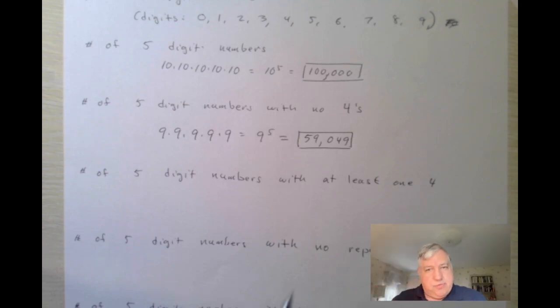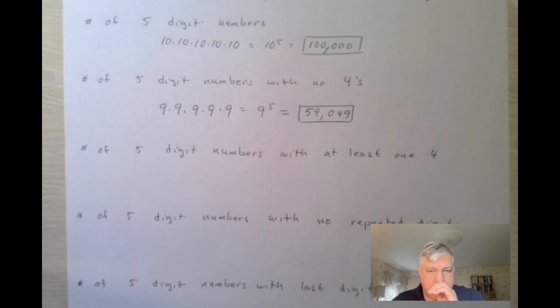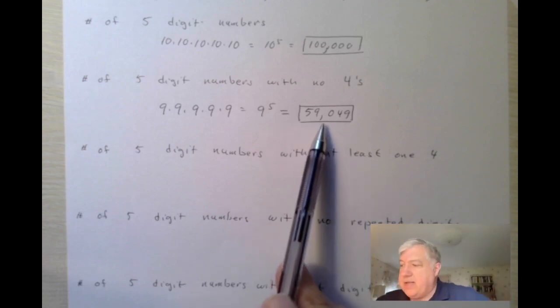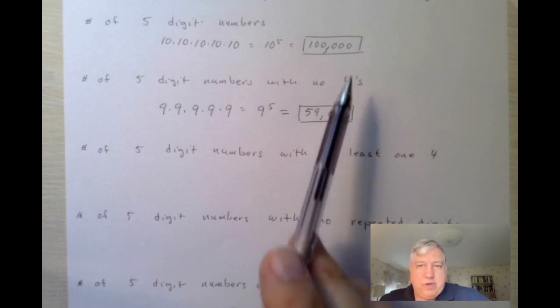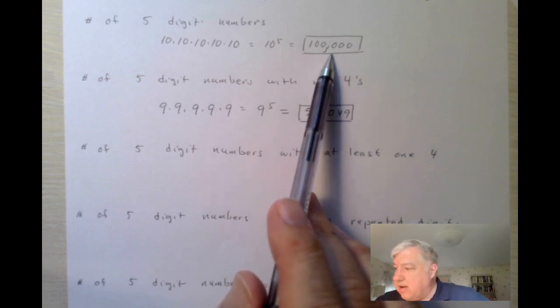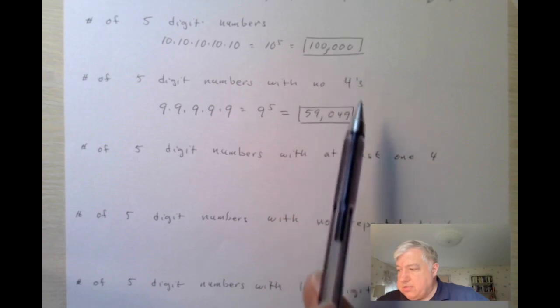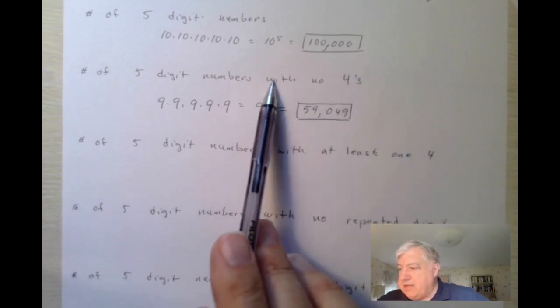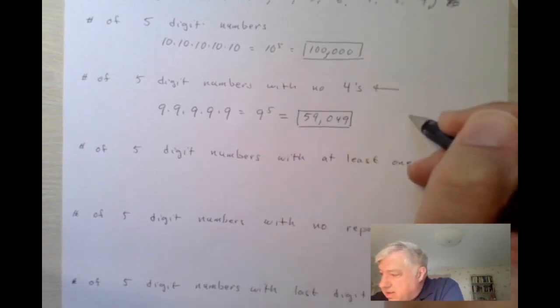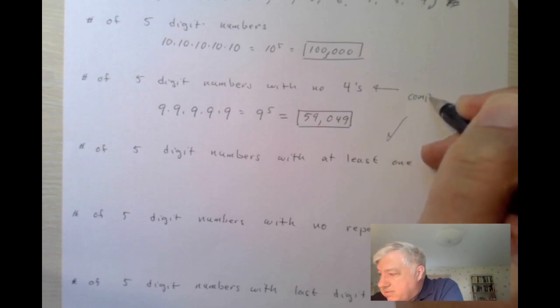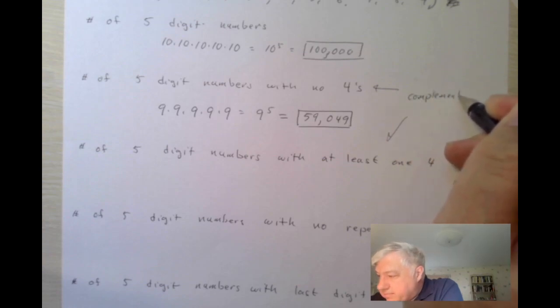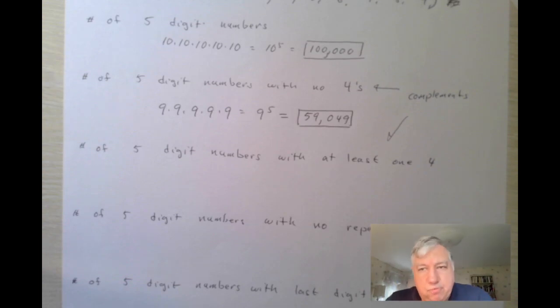Now, with these 2 numbers, we can answer our next question about how many numbers have at least 1 four. Because either a number is going to have a 4 as a digit or it's not. We know that this many do not, and we know this is the total number of 5-digit numbers. So these two events are really complements of each other.